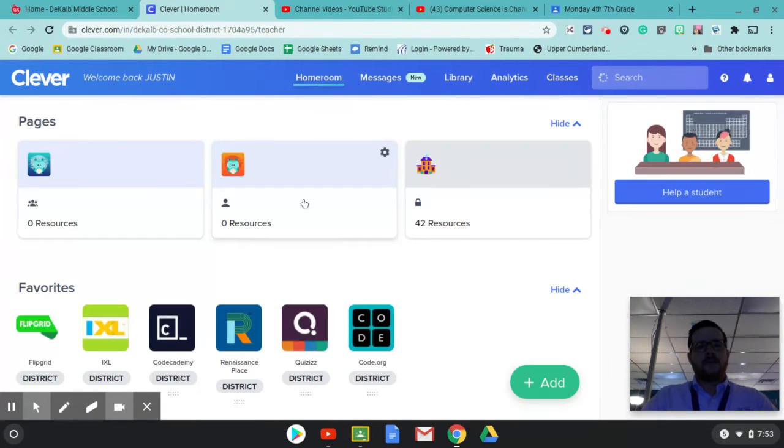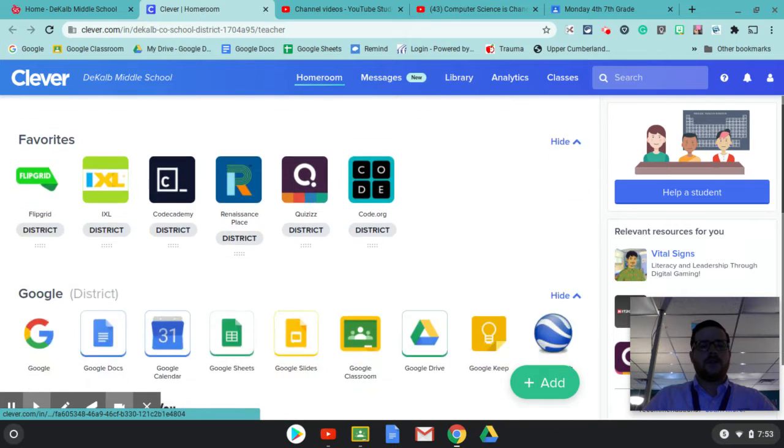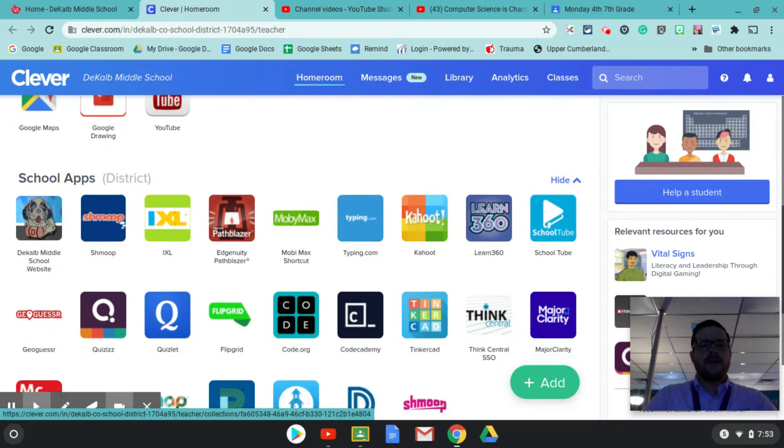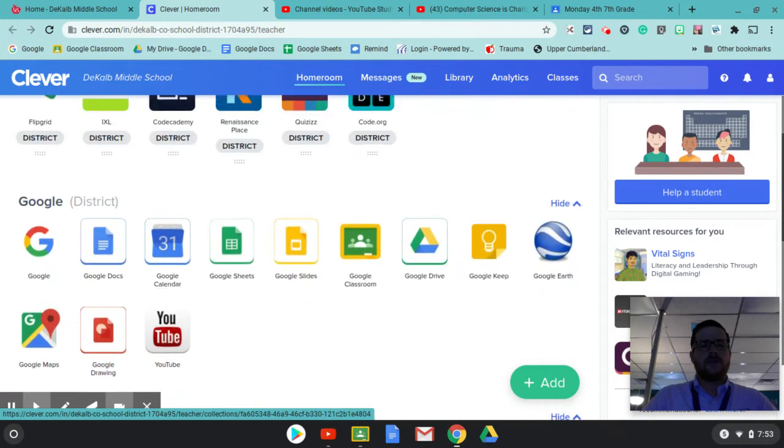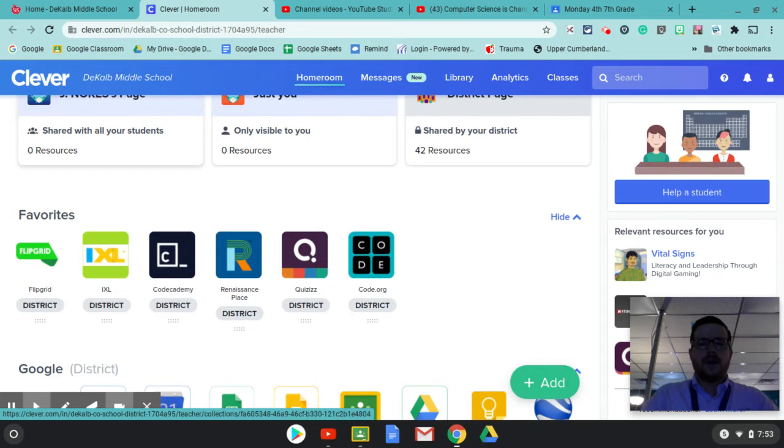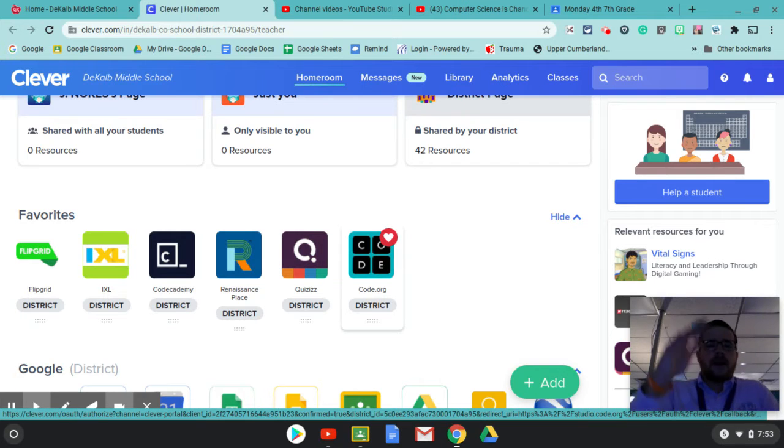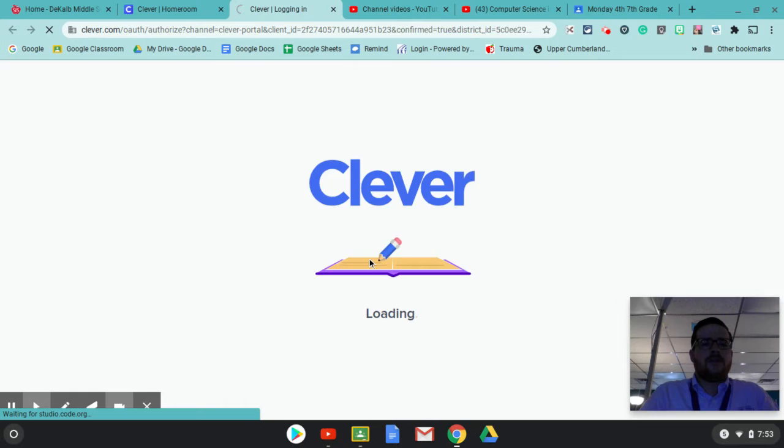And once you log in with Google, and this actually can get you to a lot of different resources that your teachers may be wanting you to go to. Now, the icon we're wanting to go to is this right here, code.org. It's the black boxes with the blue around it. Go ahead and favorite that by clicking that little heart, and that will pop it up to the top of your favorites and make it easier to find. Okay, so code.org.